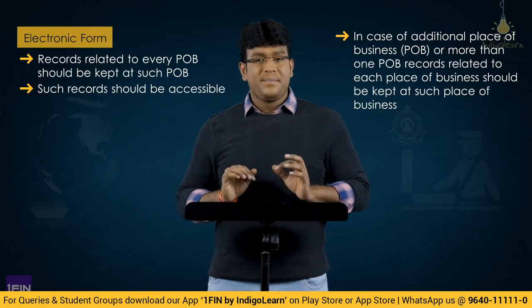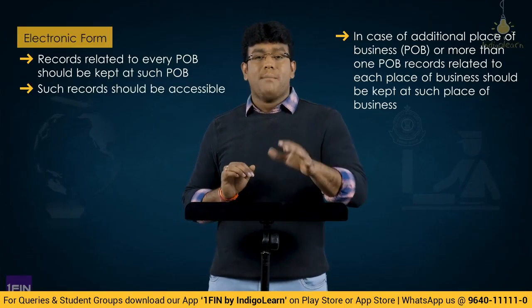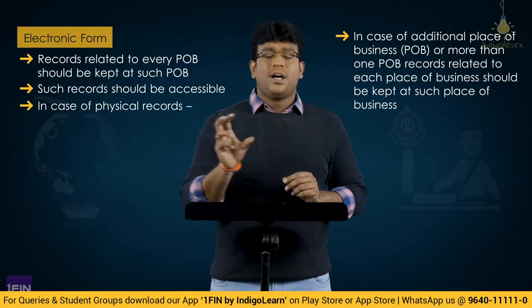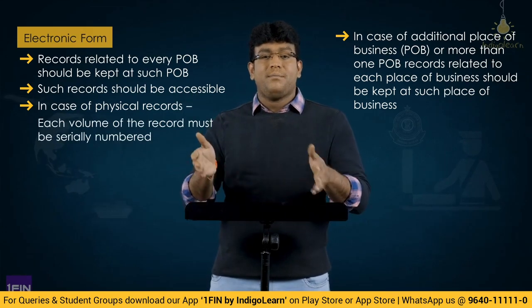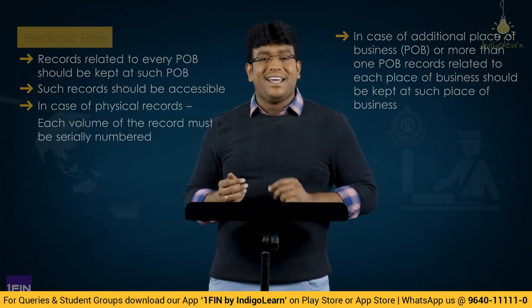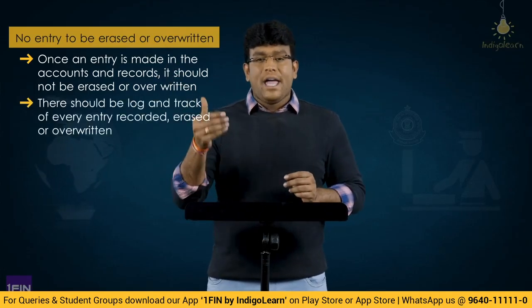That is sufficient. And if the records are maintained manually, as physical records, then each volume of that record should be serially numbered so that it can be verified properly and effectively. The general provision the law has given is that once an entry is made in the accounts and records, that entry should not be erased or overwritten. You cannot remove that entry or overwrite on it. That is generally not permitted, and that is the reason the law specifies that there should be a complete log and track of every entry recorded, erased or overwritten.